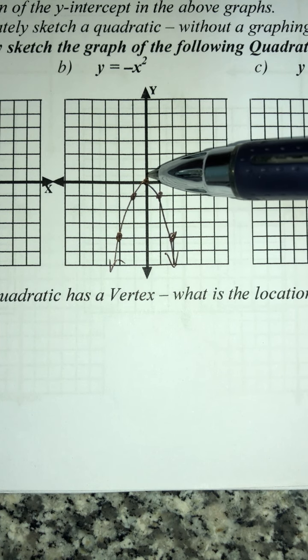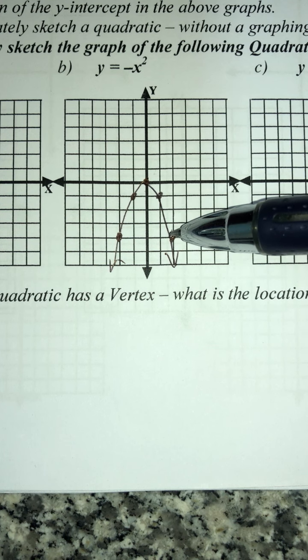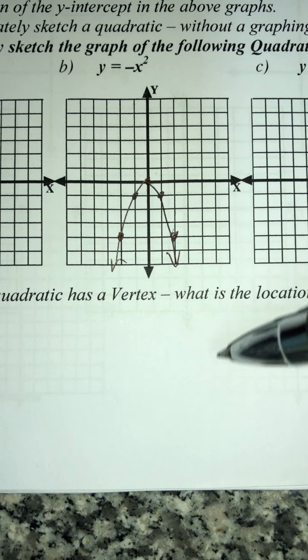So notice here, I go across 1, down 1, across 1, down 3. And then if I were to keep going, I'd go across 1, down 5, across 1, down 7. So there's going to be a pattern with this.